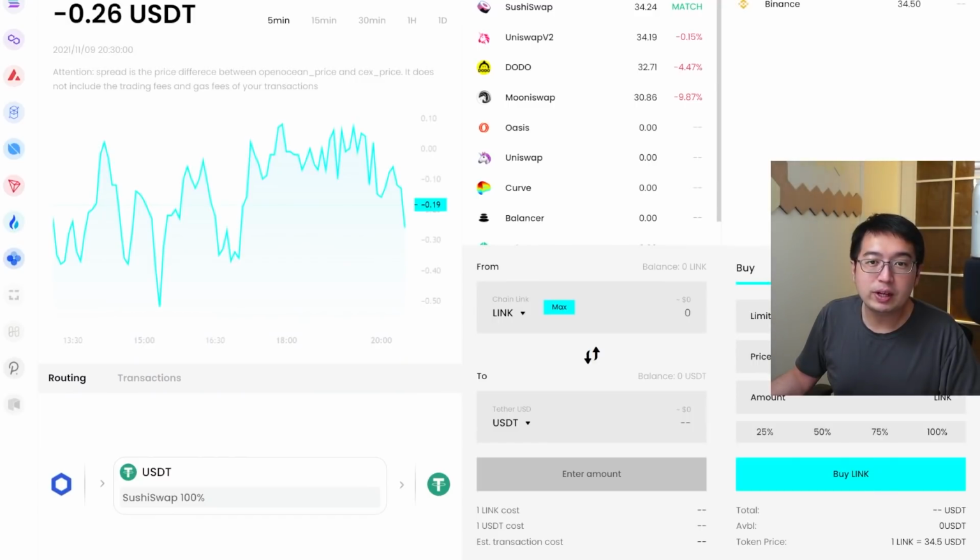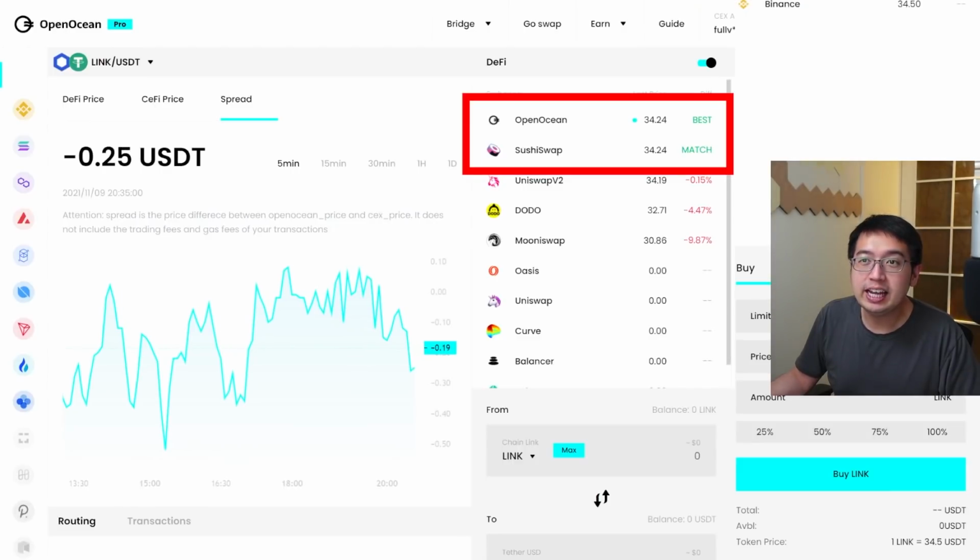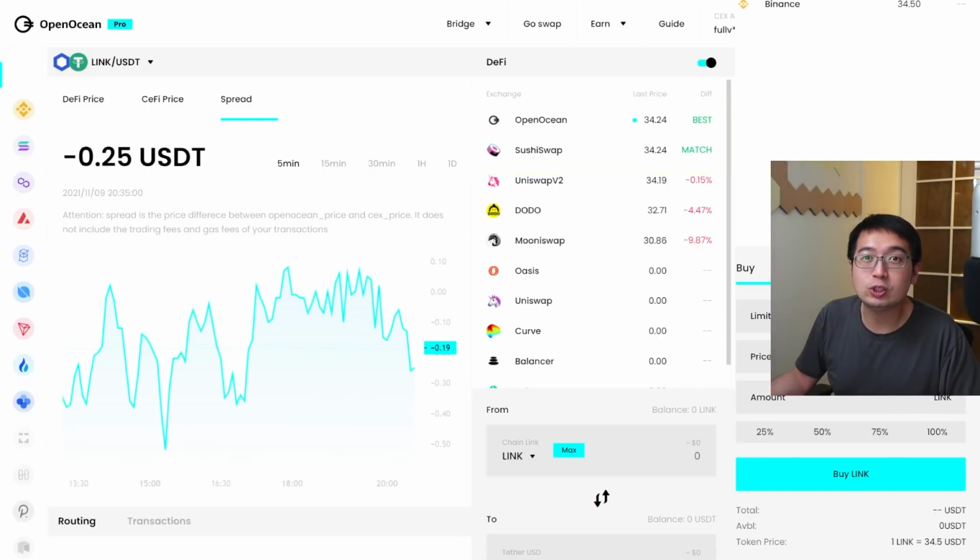And at the bottom here, we have our recommended routing. We're going to take our Chainlink token. We're going to trade it on SushiSwap for USDT, and that's where we'd be getting our full value. So you can see OpenOcean is the best match, and that's because it's going through SushiSwap.